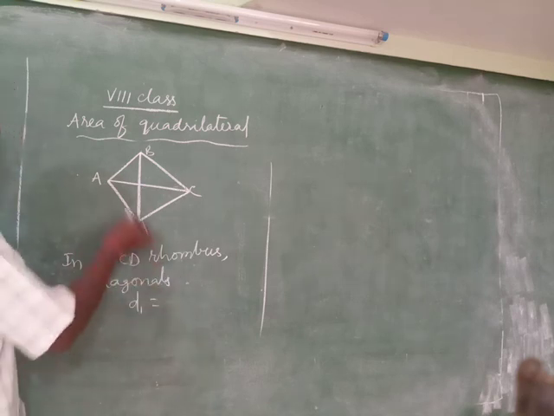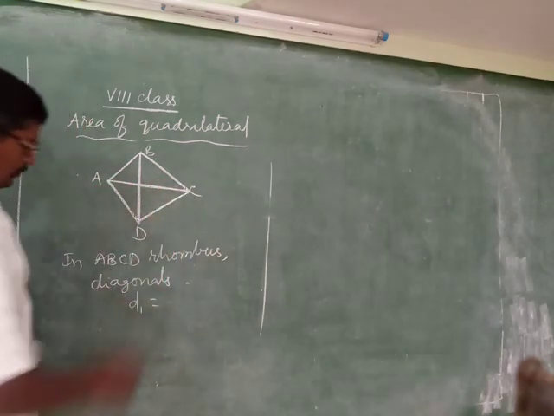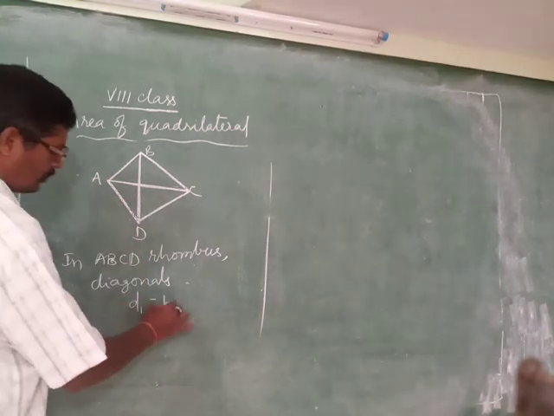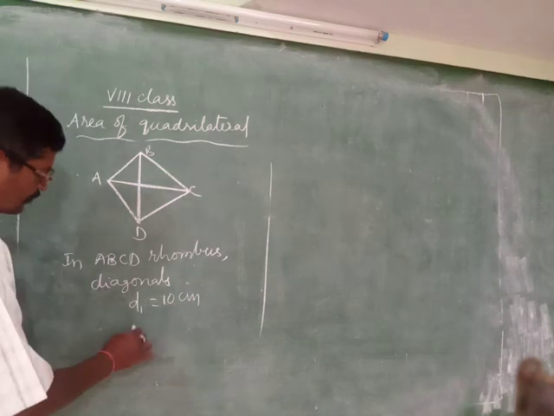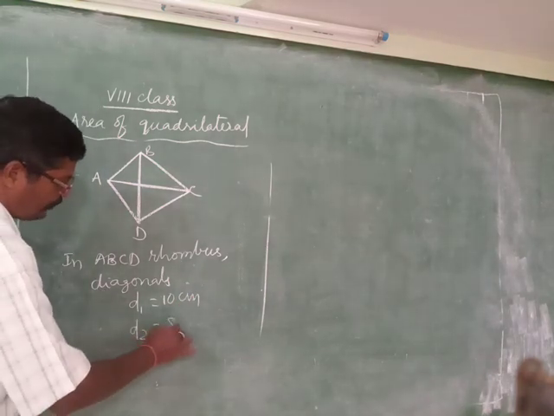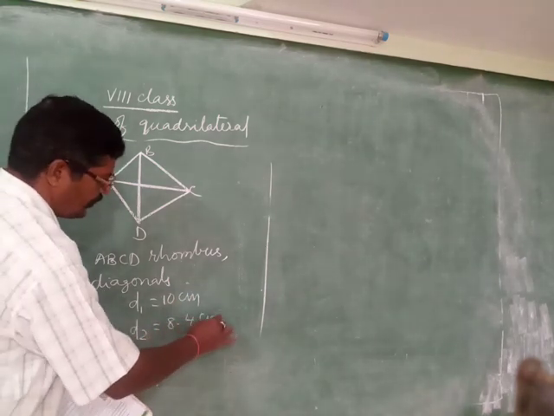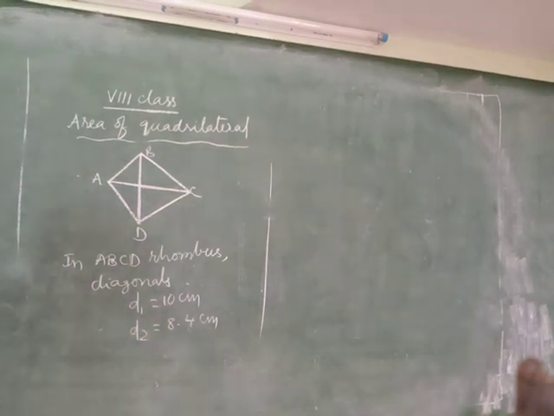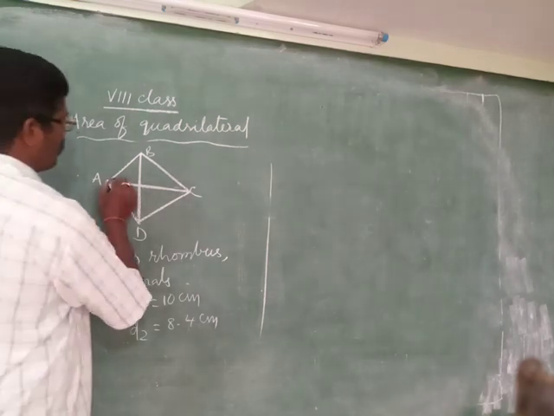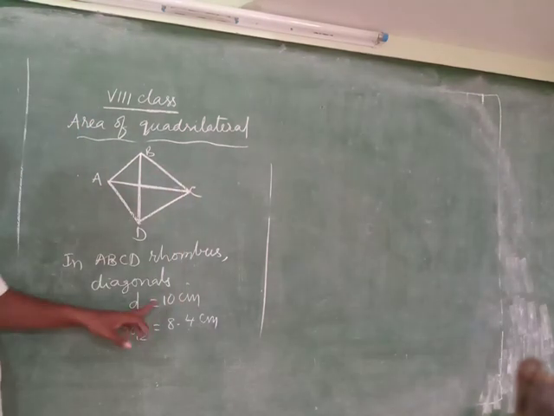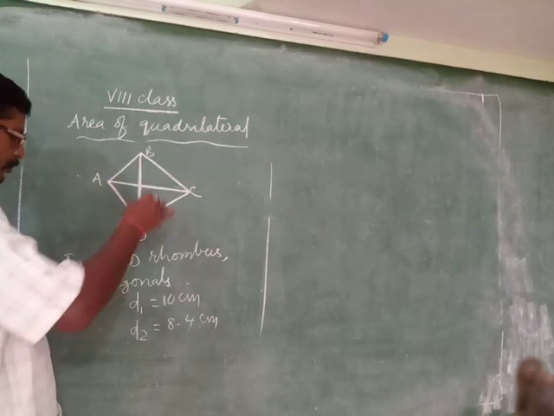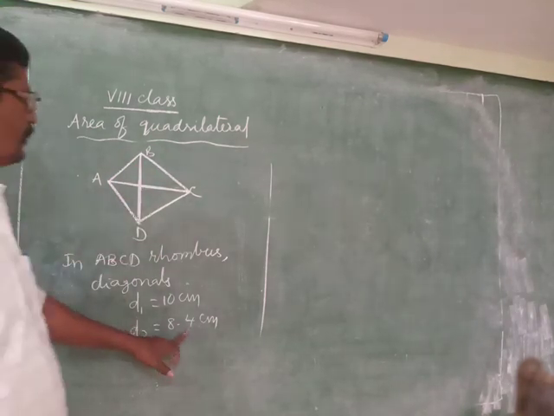D1 means one of the diagonals. D1 is equal to 10 centimeters. Next, D2 equal to 8.4 centimeters. These are the measures. Once again, this is one of the diagonals, this length is 10 centimeters. This is one more diagonal D2, that is 8.4 centimeters.